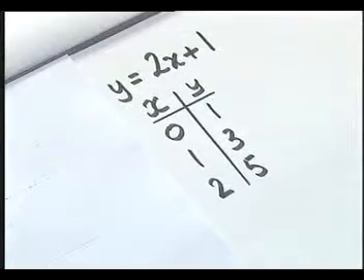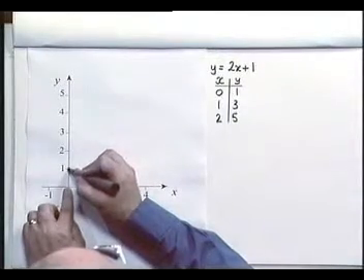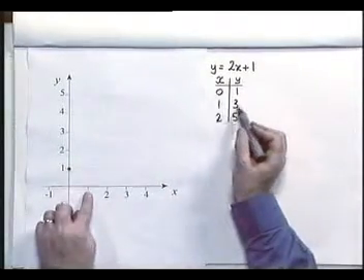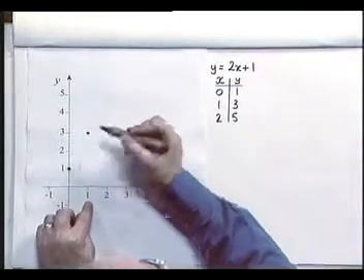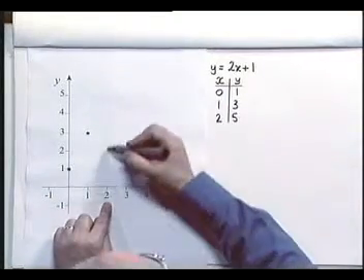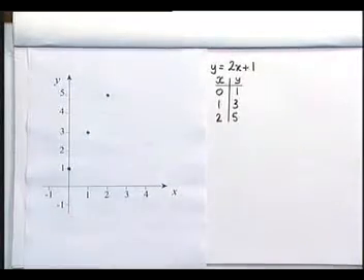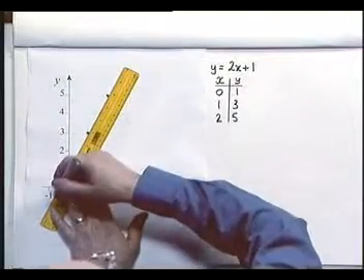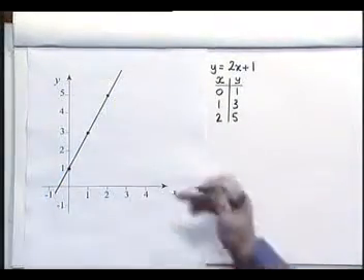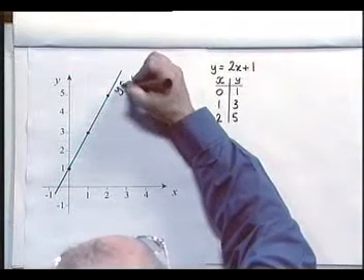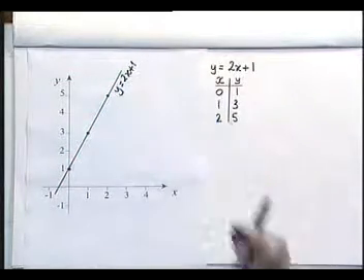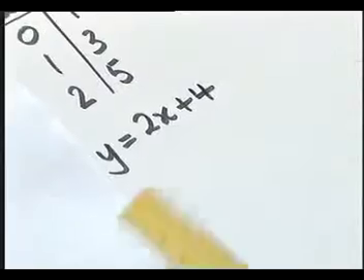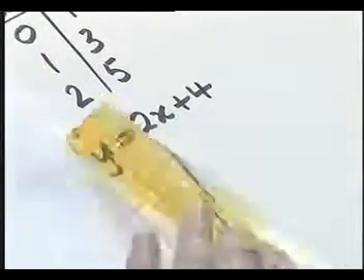When x is 0, y is 1. That's there. When x is 1, y is 3, so we come up to here. And when x is 2, y is 5, which takes us up to there. And there's my straight line graph through those points. And I'll label it y equals 2x plus 1. Let's have another one. Suppose we have y equals 2x plus 4. Let's see what happens this time.